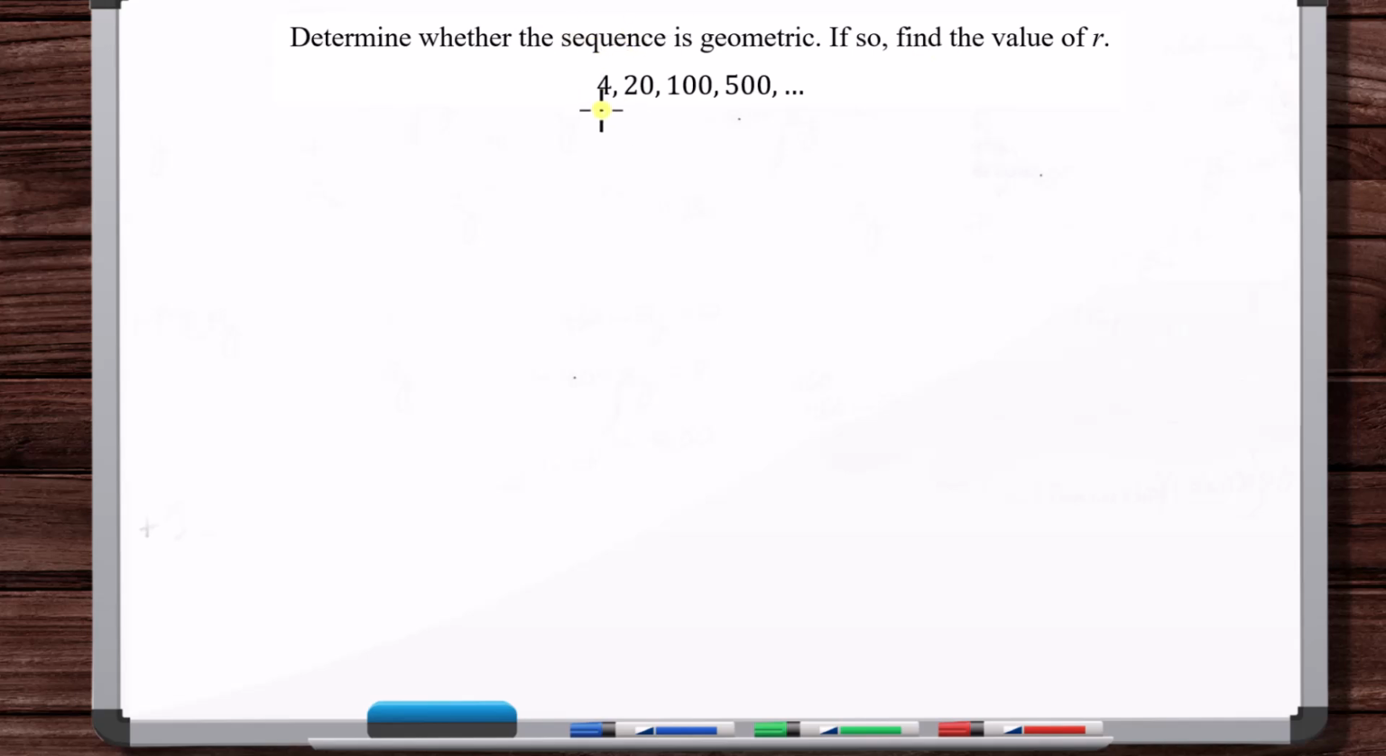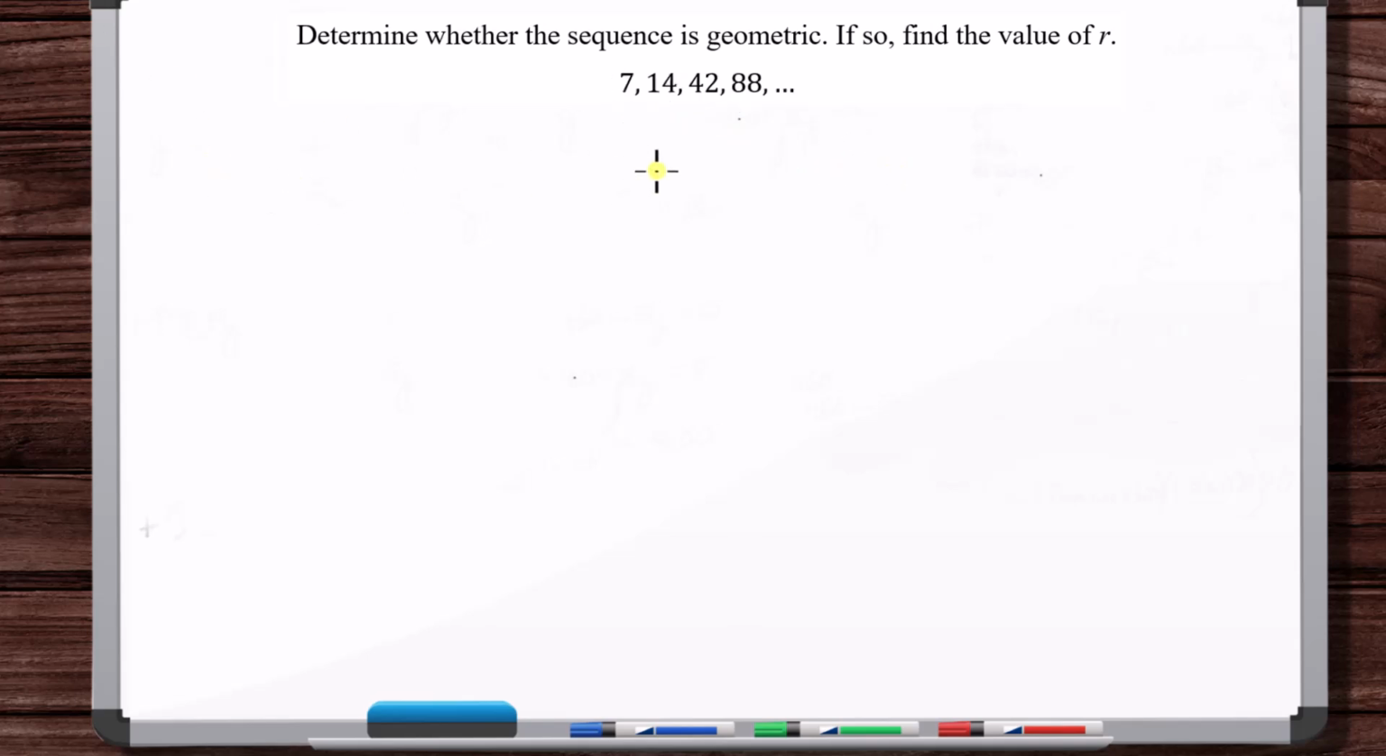So in other words, to go from 4 to 20, we multiply by what? 20 divided by 4 is 5. So if this is a geometric sequence, because we don't know if it is, the question says we need to determine if it is, we should be multiplying by 5 to get from 20 to 100. 20 times 5 is 100. To get from 100 to 500, we're multiplying by 5. So this is a geometric sequence with r equal to 5.